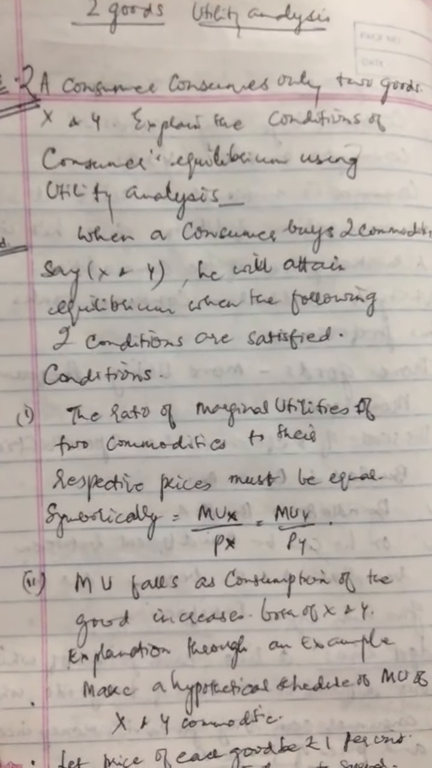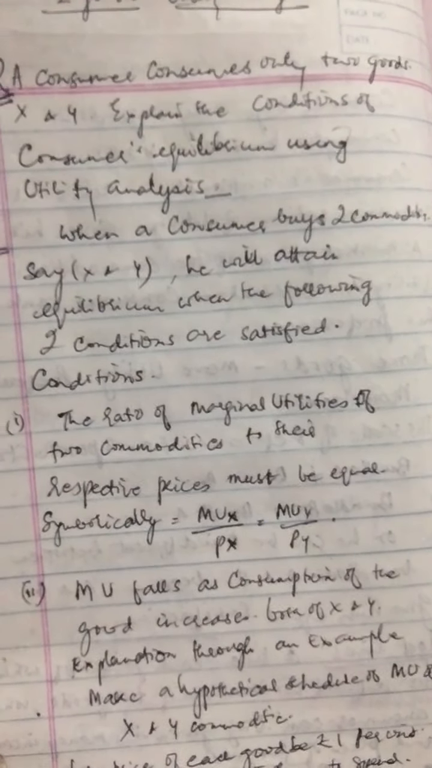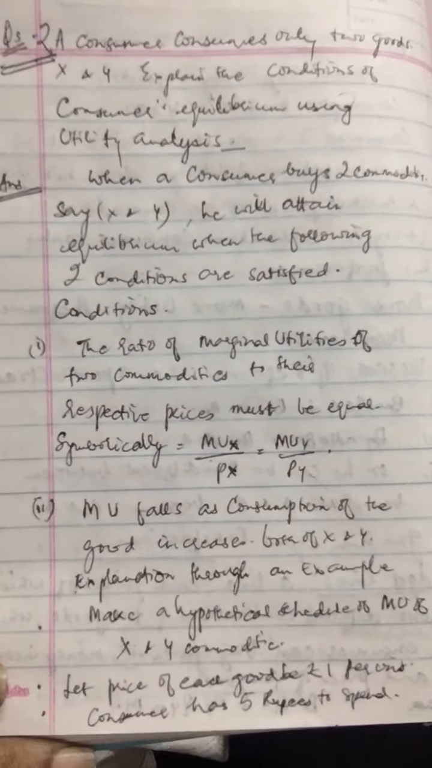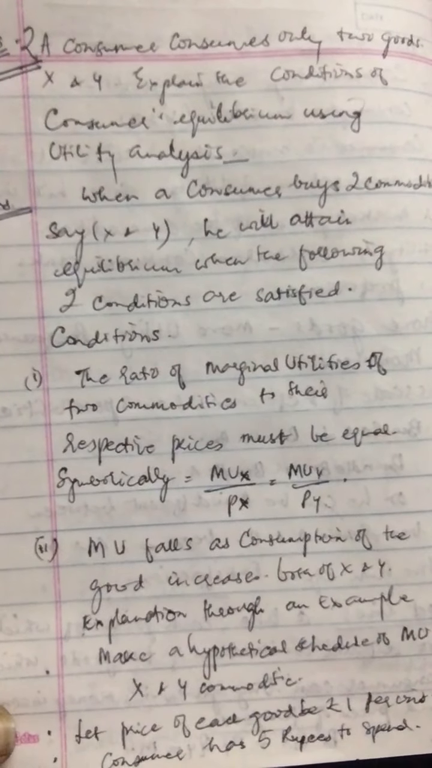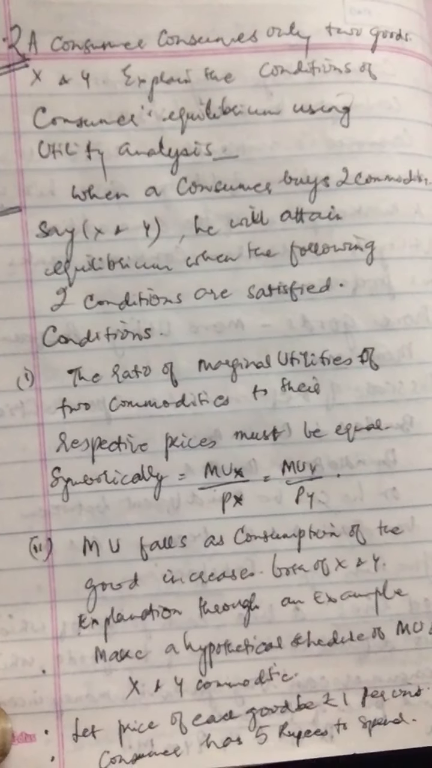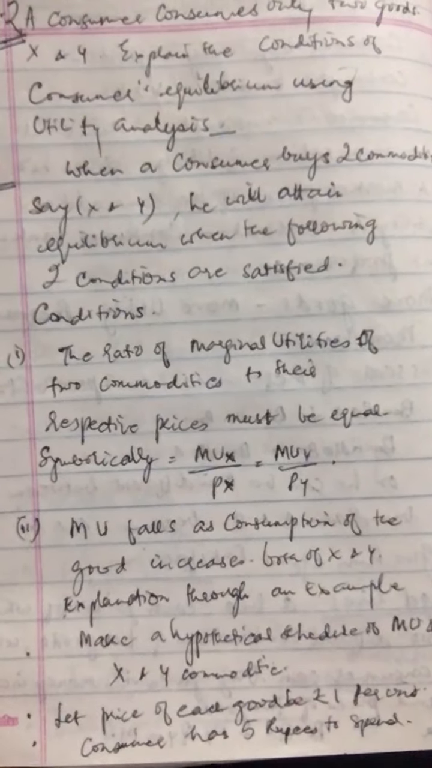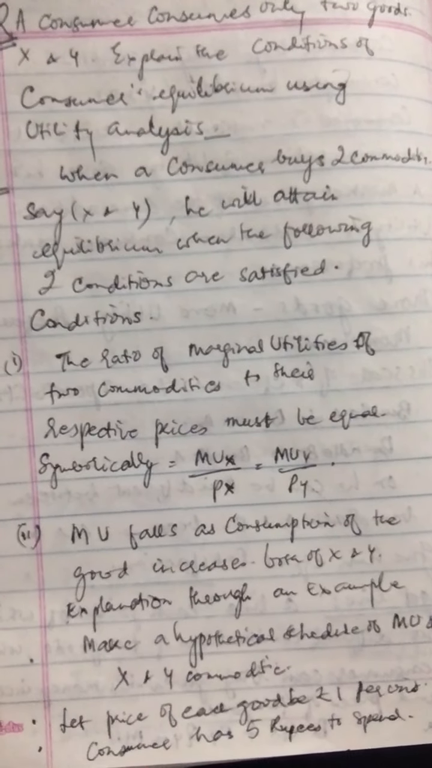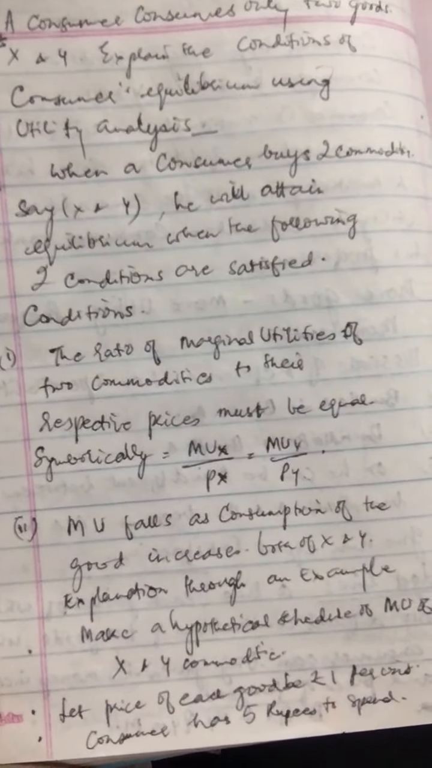When a consumer buys two commodities, say X and Y, he will attain equilibrium when the following two conditions are satisfied, which we've already done. Number one, the ratio of marginal utilities of two commodities to their respective prices must be equal. Symbolically, MUX upon PX should be equal to MUY upon PY. And second, marginal utility falls as consumption increases.